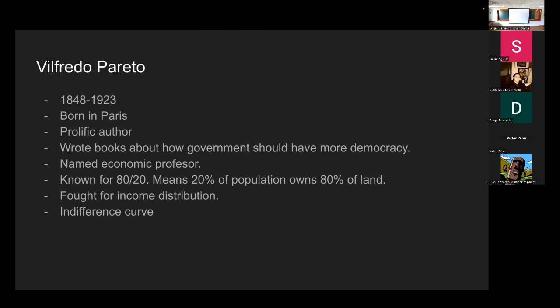He wrote books about how the government should have a bit more democracy, and as I mentioned before, he was focused on how people should be earning more money in order to be happier and promote social well-being. He's also known for the 80-20 rule, which means 20% of the population owns 80% of the land. He's also known for the indifference curve, which we'll talk more about.